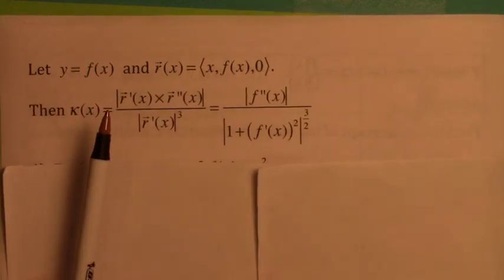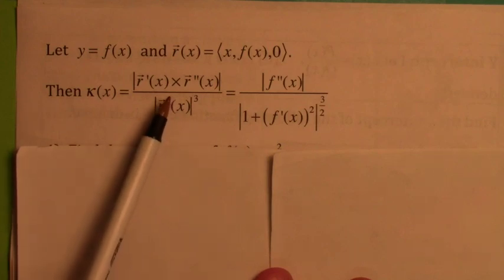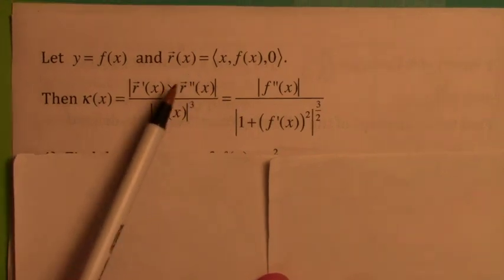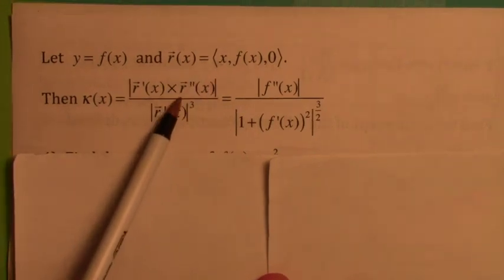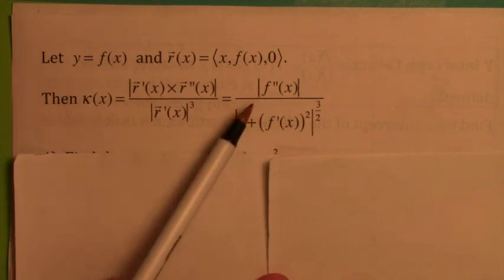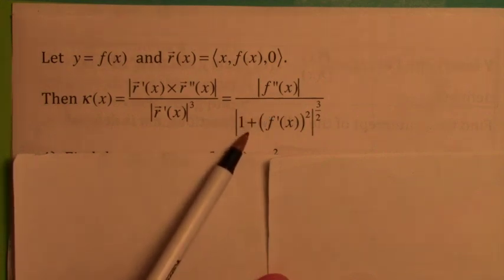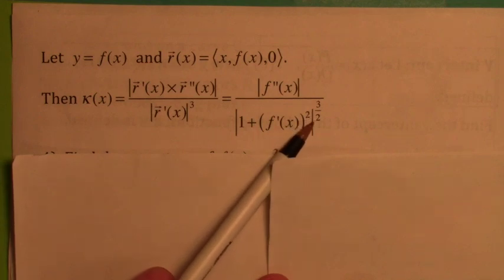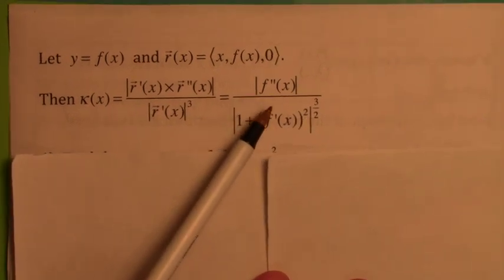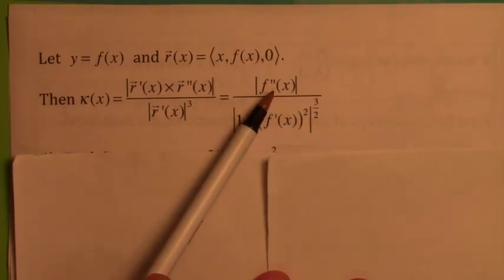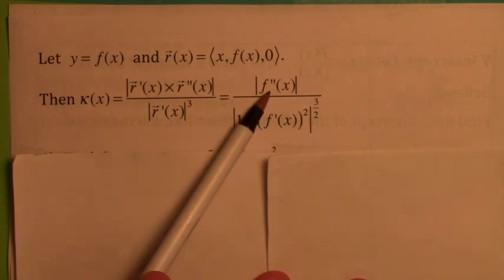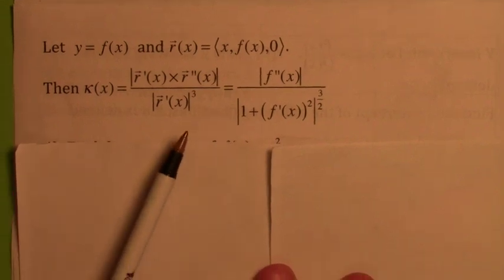I'm not going to show this. It's very easy to show that when you plug this vector function into this form, you just get the absolute value of f double prime over the absolute value of 1 plus f prime squared to the 3/2 power. Now think about that. The curvature, shouldn't that have something to do with f double prime? The concavity. So this form kind of makes sense. Anyway, so let's do that.